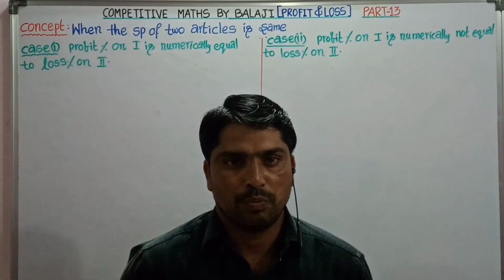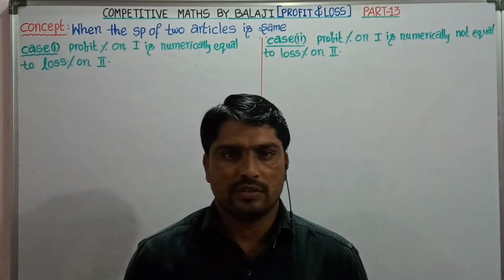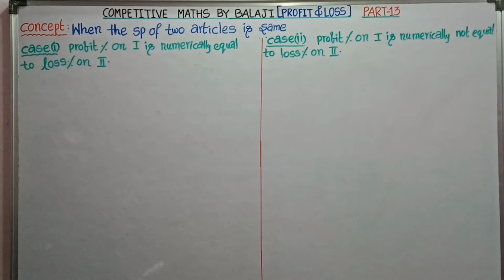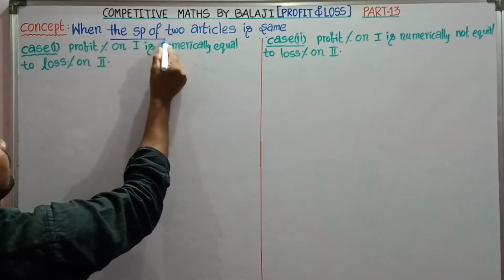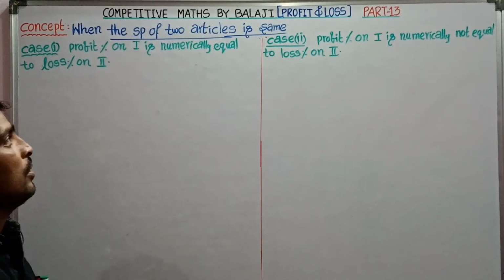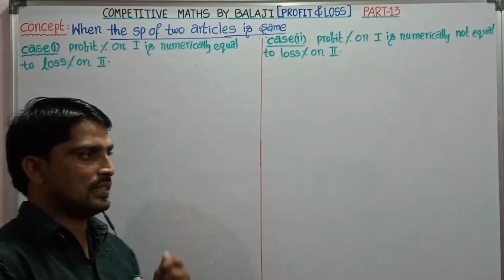Today we are going to part 13 of Profit and Loss, which is about a new pattern of questions. The concept of the class is that when the SP of two articles is the same, let us see what the overall effect is.